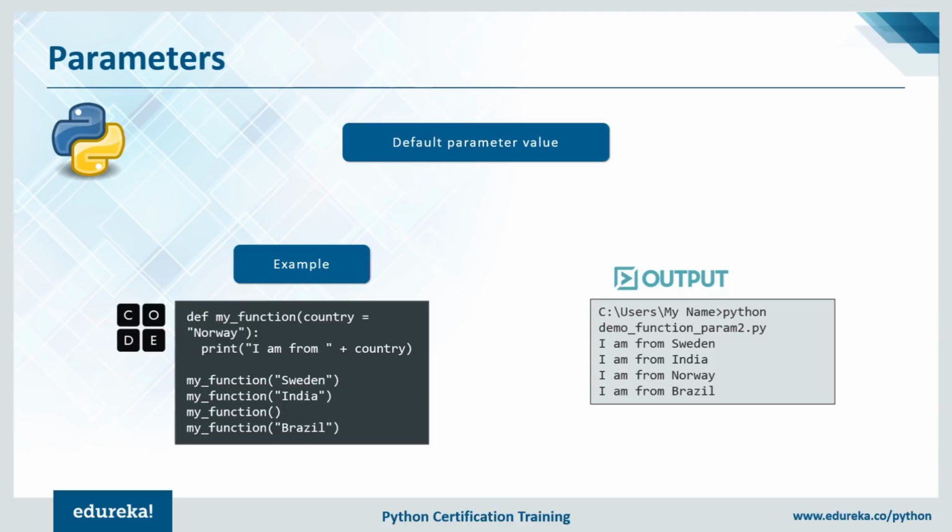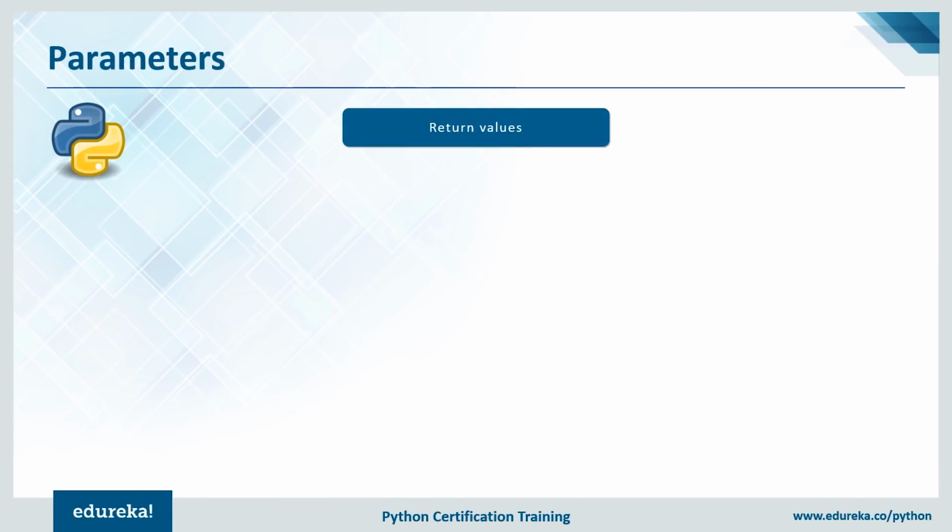And then the fourth one, my function of Brazil. Again, it is as simple as that. You've already provided the parameter, so print it as it is. So default parameter value, you got all of this, right? And then the important concept you need to know is the return value, guys.